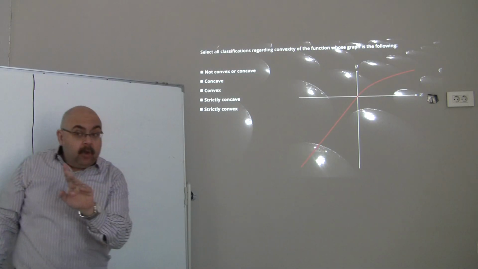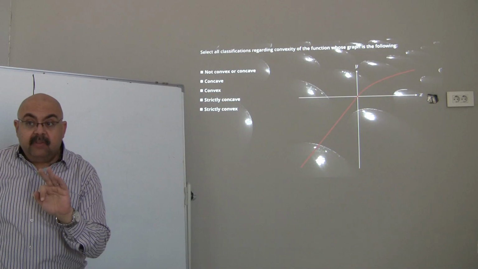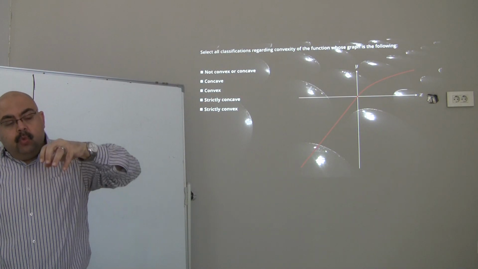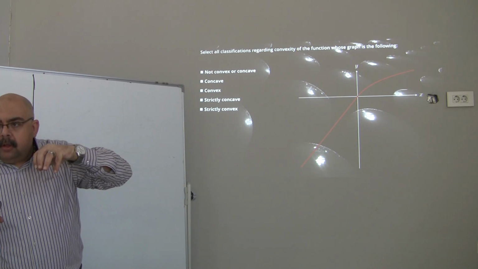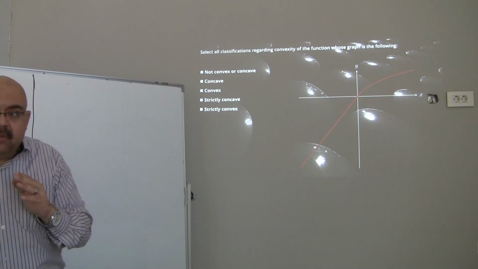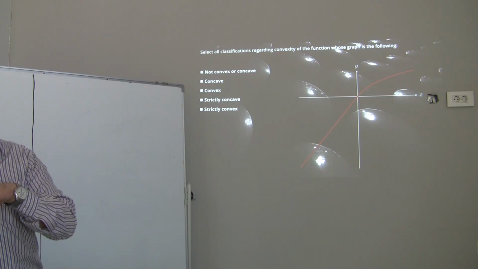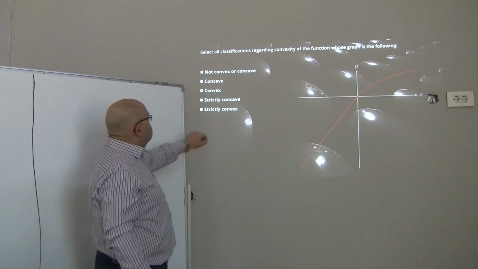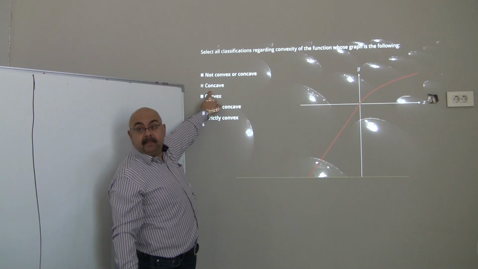What's the difference between concave and strictly concave? In strictly concave, you don't have points equal to each other. There are no equal points. This is the case of concave. In strictly concave, you will never have these points. So you don't have points equal to each other. So in this case, I would recommend choosing a concave shape.